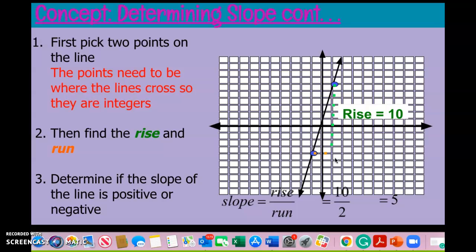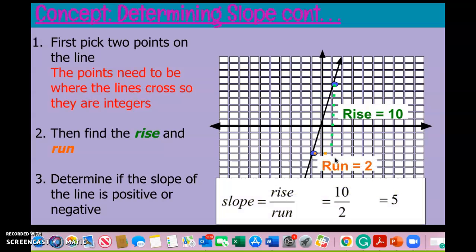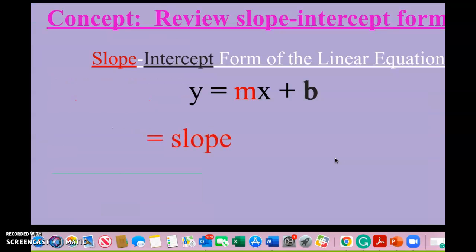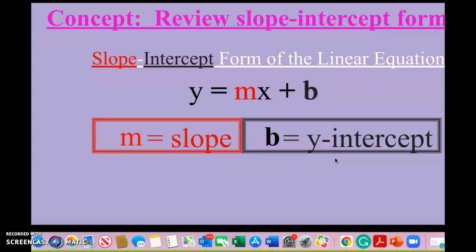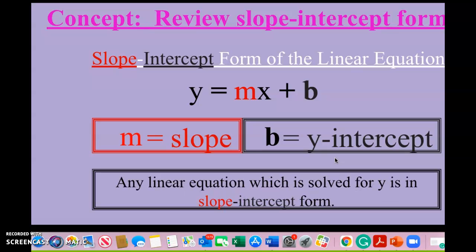Therefore, we would have a fraction of 10/2, which is rise over run. And then we can also simplify that to 5, because 10 divided by 2 is 5. And it is a positive slope, okay? Again, slope-intercept form of a linear equation, y equals mx plus b, where m represents the slope and b represents the y-intercept. Any linear equation which is solved for y is in slope-intercept form.